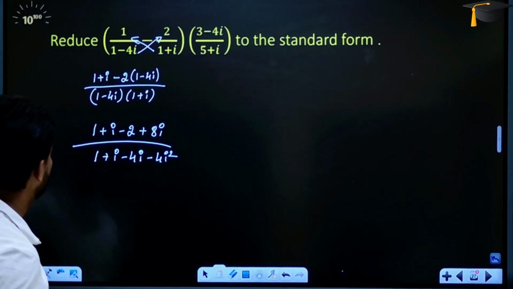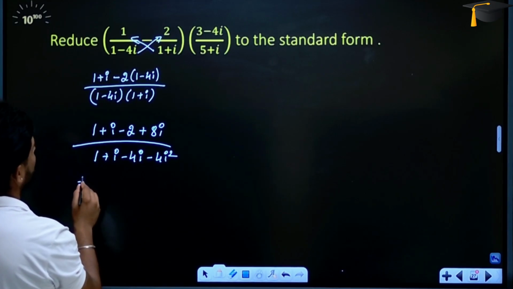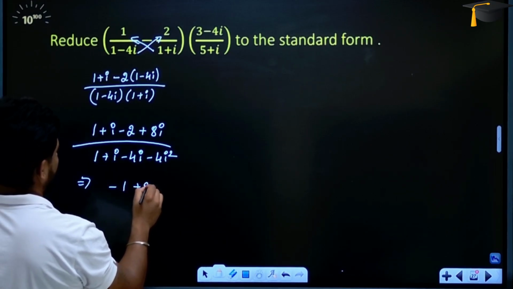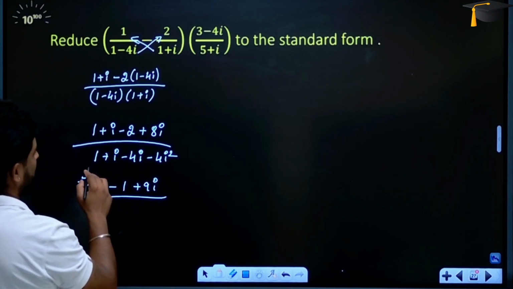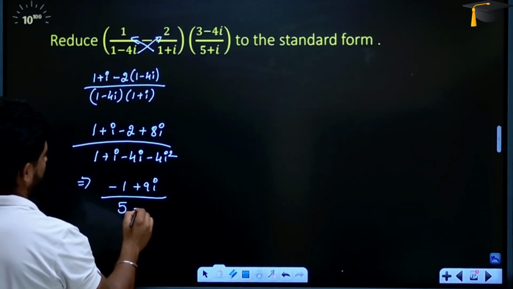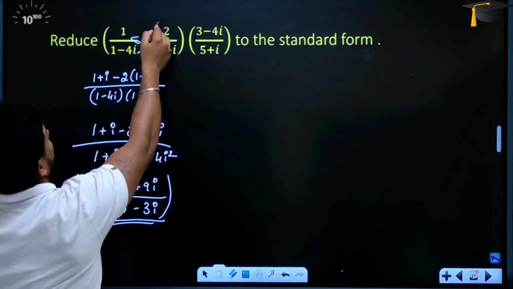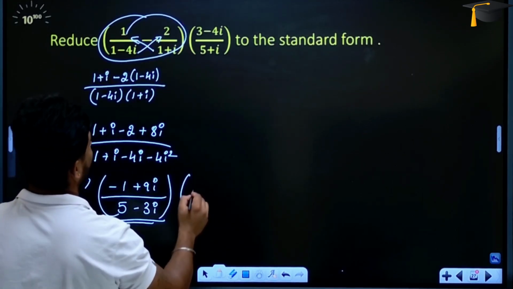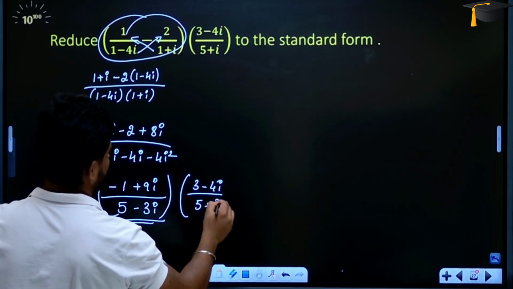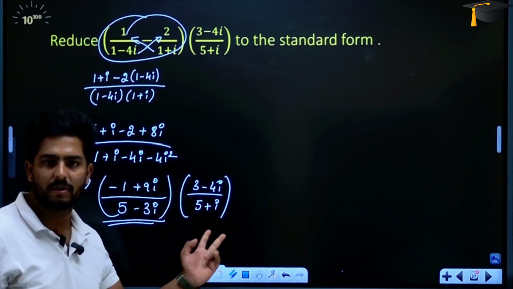So let's solve this. I think I have written the numerator correctly. So 1 plus 1 minus 1 plus 9i, whole divided by, this becomes plus 4. So 5 minus 3i. Okay, so this is the answer for this part. Now into 3 minus 4i divided by 5 plus i.